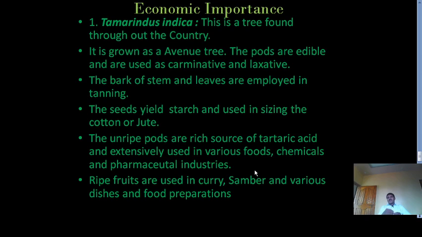Tanning manje ka katadi kamavnyasathi yacha sale madhe far mota pramana tannin sapadta ani tya salena bhiju ghatla ki tyacha madna aplya tannin milta je ki katadi kamavnyasathi tyacha vapar he local peoples karat astat. The seeds yield starch and used in sizing the cotton or jute fabrics industry. Madhe ya seeds cha vapar kema seed powder cha vapar far mota pramanat karatat karan yacha madhe far mota pramanat starch asta. The unripe pods are rich source of tartaric acid and extensively used in the various foods, chemicals and pharmaceutical industries.